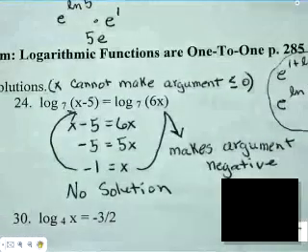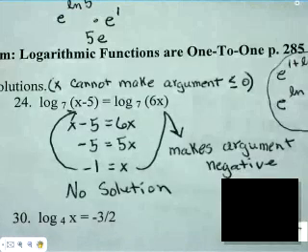Arguments. Not unless you've made a mistake, because that's how you got the answer, by setting those equal to each other.